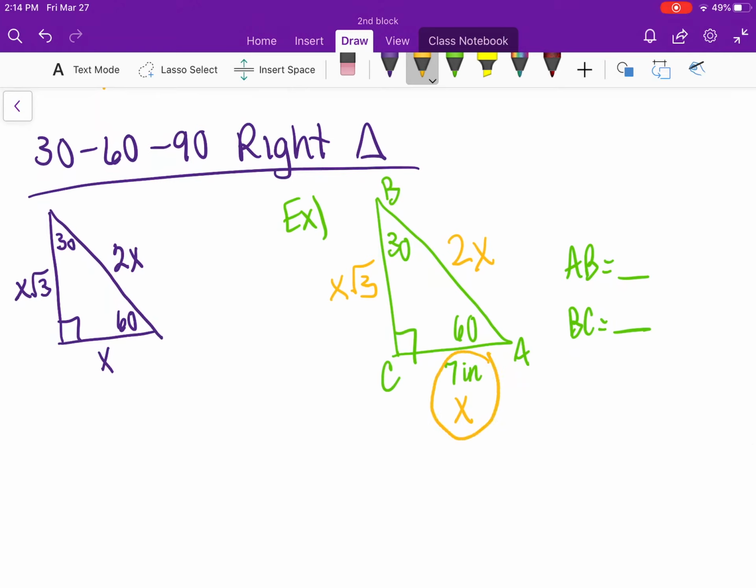Okay, here's the side we know and the side that we have a formula for. So that tells me that x is equal to 7. If x is equal to 7, then I can come here and replace that x with 7. So that makes BC 7 radical 3. And then I can come over to my hypotenuse and replace that x with 7. And so that makes AB 2 times 7, which would be 14. And these are both inches.